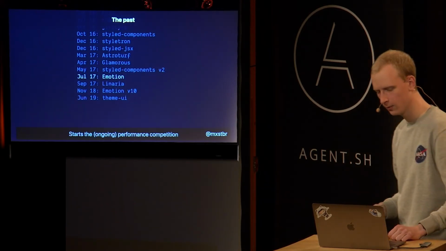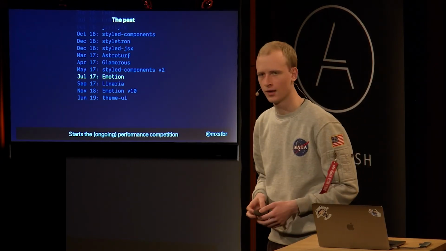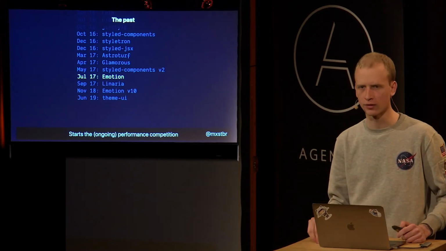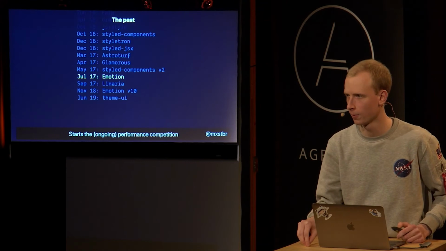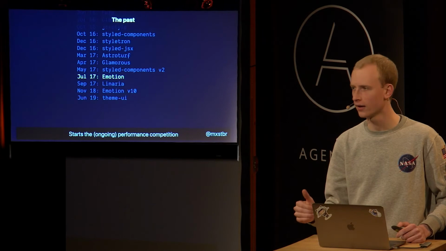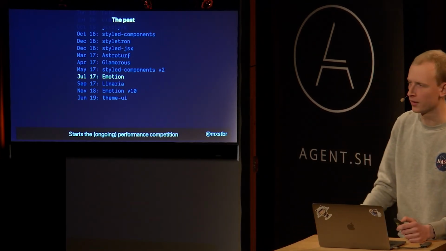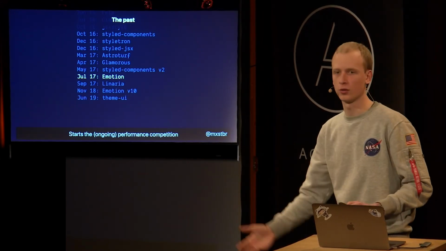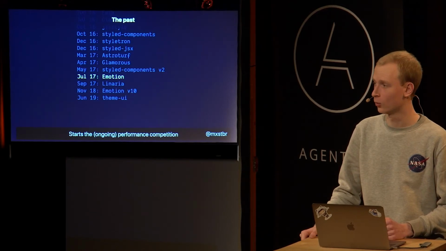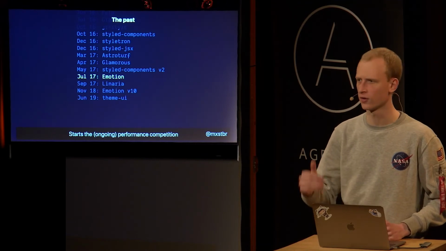In July of 2017, Kai published Emotion. And what he really tried to do with Emotion is re-implement styled components, but much, much, much faster. And what Emotion really did is that it kicked off an still ongoing performance competition. Up to that point, everybody was sort of focused on trying new APIs and coming up with new ideas and seeing what people think. But then Emotion came on board and everybody was like, wow, we really got to focus on performance. And literally every single CSS-in-JS library started focusing heavily on performance.